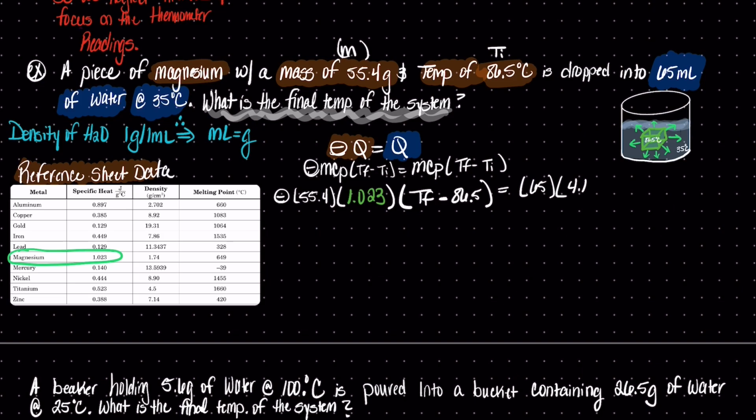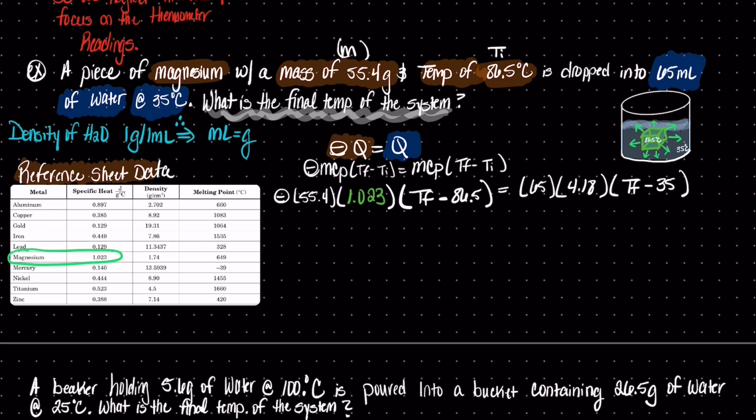I know the specific heat of liquid water is 4.18 joules per gram degree Celsius. I still know nothing about TF, but I do know where my water is currently sitting. Then I drop my magnesium in there and I'm trying to measure what happens. So now I'm done with basically the chemistry stuff. Now I just gotta do some math.